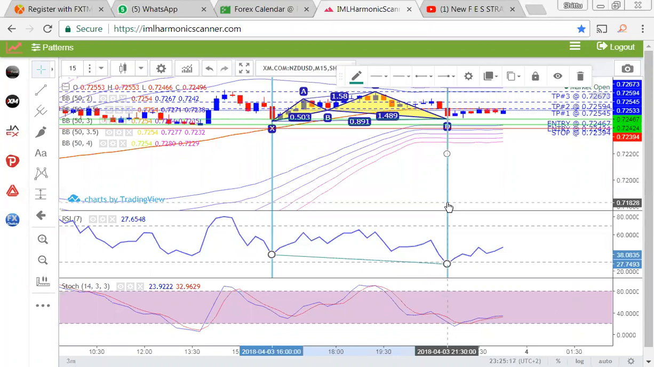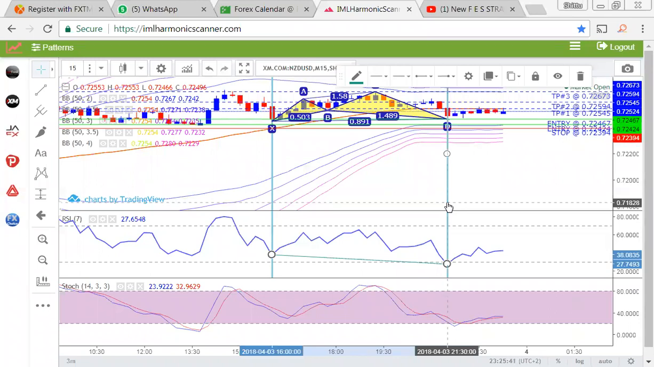Now the last one, I said on the stochastic, this line must be below line 20, but in this case it is a little above line 20. We are seeing it at 23.9. It's a little bit above line 20 for stochastic. So we have 2/4 met.